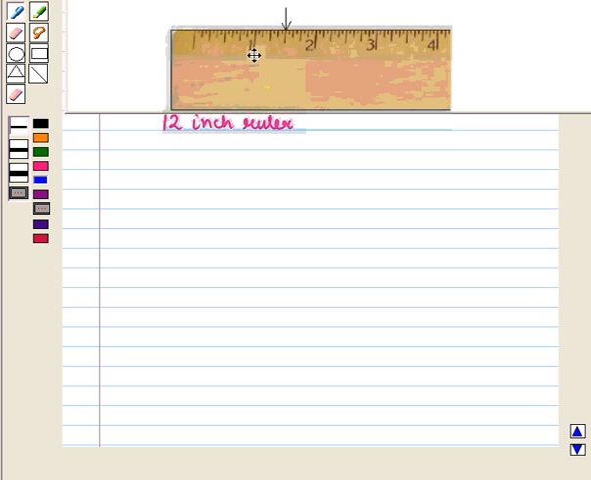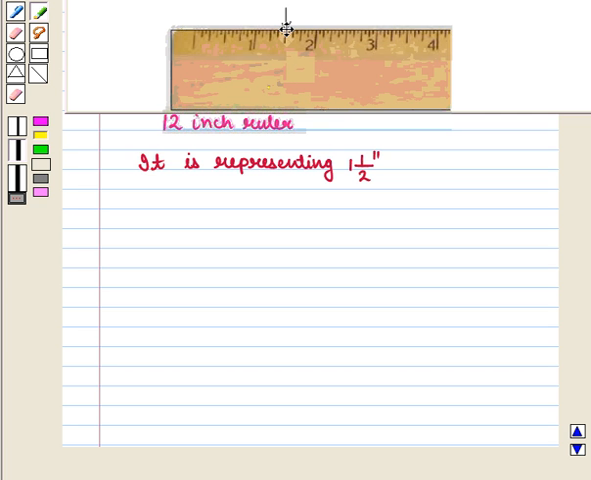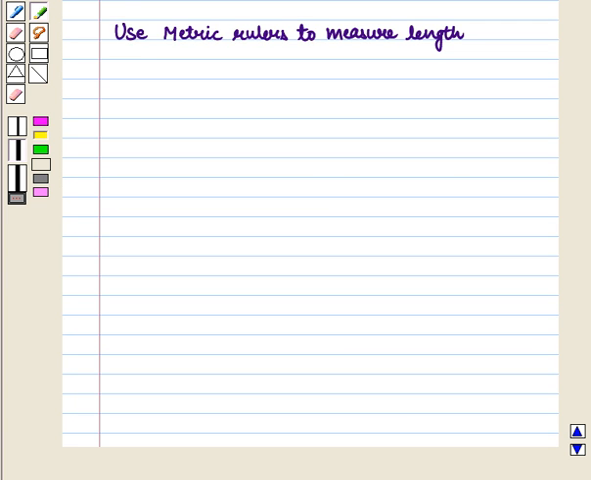And here, between 1 and 2, this is the longest line. So this line is representing 1/2 inches, but this is to the right of 1 inches. That means it is representing 1.5 inches. So the arrow indicates measurement of 1.5 inches.